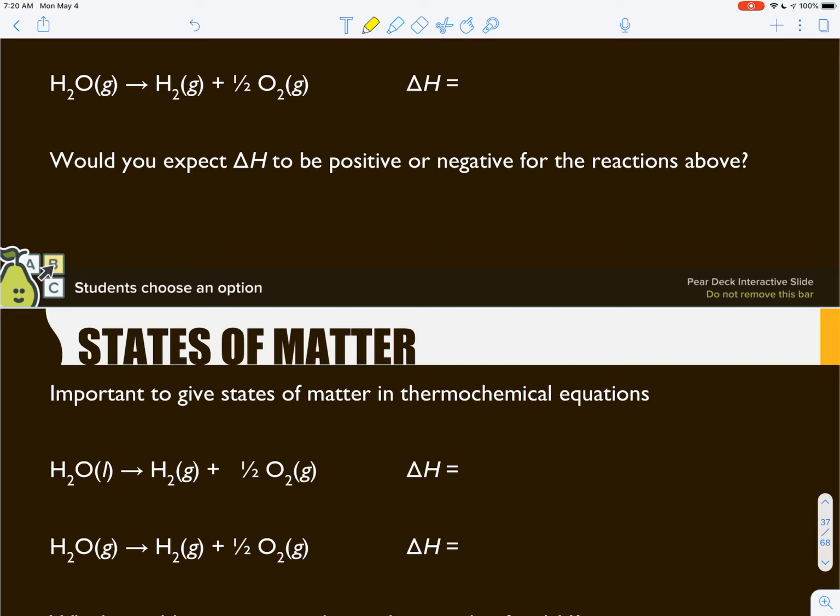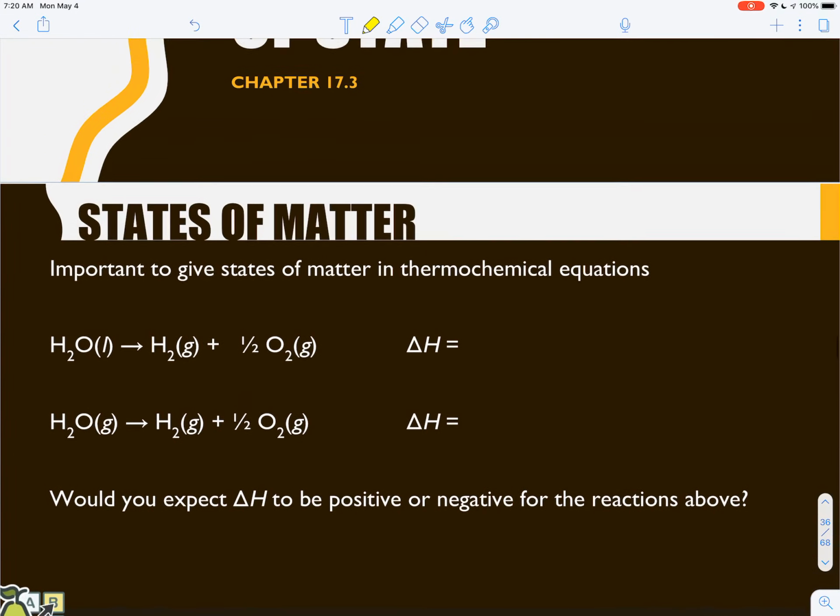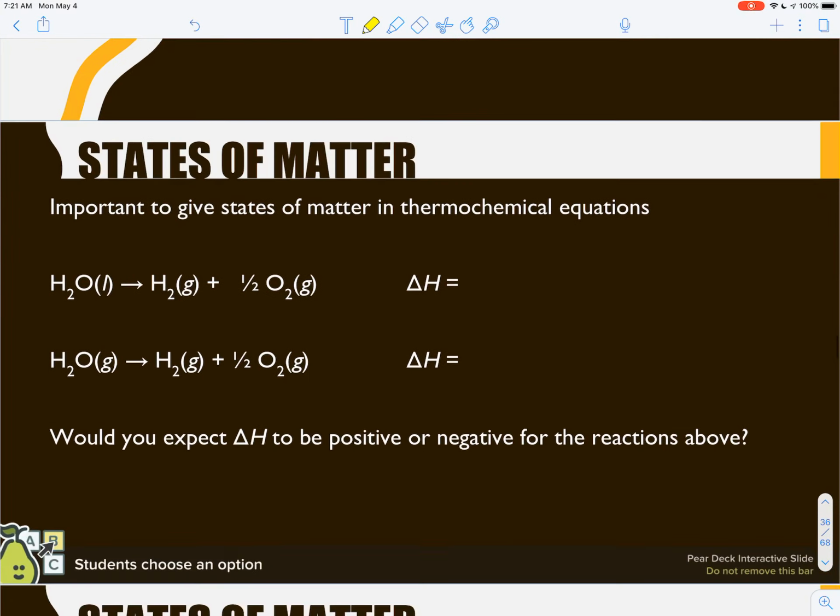Okay, 17.3 is all about changes of state and changes of temperature. So we're going to start talking about a couple of reactions and think about their delta H's. Remember, delta H is the change in enthalpy or the change in energy associated with those reactants becoming those products.